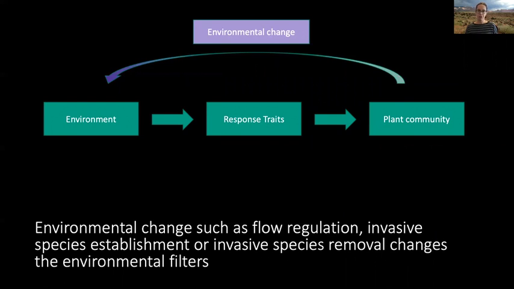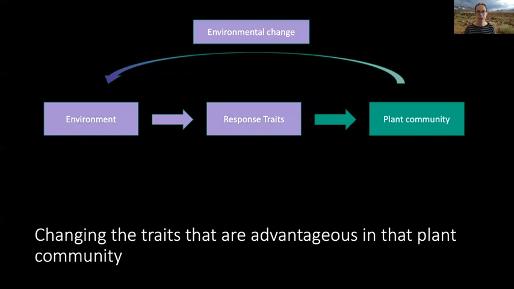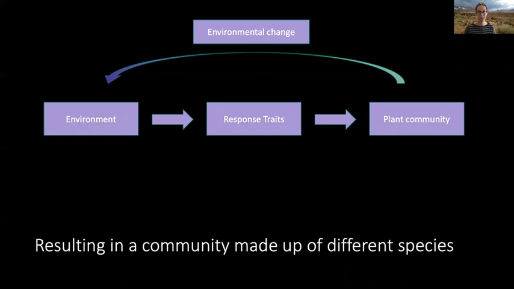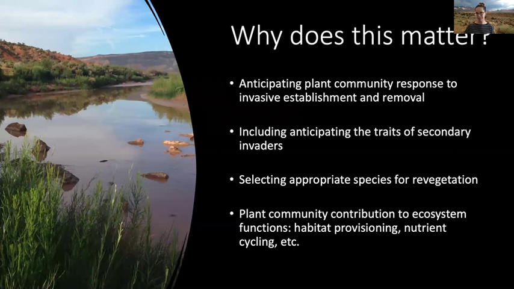Environmental change, such as flow regulation, invasive species establishment, or invasive species removal, changes the environmental filters operating in a community. So it changes the environment. And this in turn changes the traits that are advantageous in that plant community, finally resulting in a community made up of different species. So looking at traits rather than species sheds light on what abiotic conditions are really driving the community. Why does this matter?